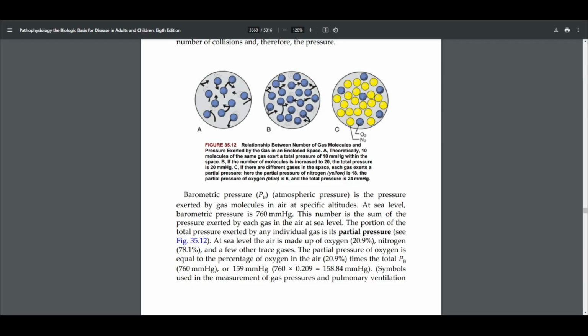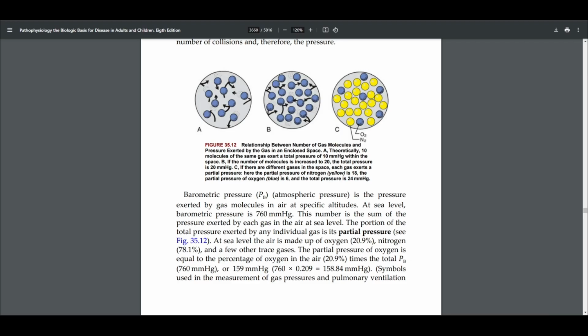In figure C, if there's a different gas in the space, each gas exerts a partial pressure. There's a partial pressure of nitrogen, in the yellow, which is 18, and the partial pressure of oxygen, the blue, which is 6. So the total pressure would be 24 because it's all combined.